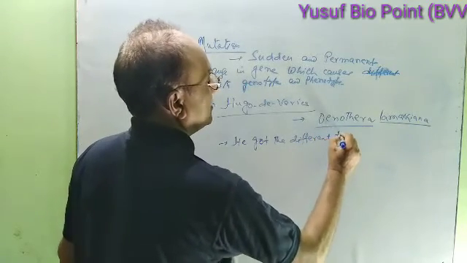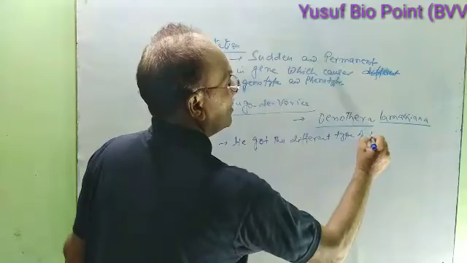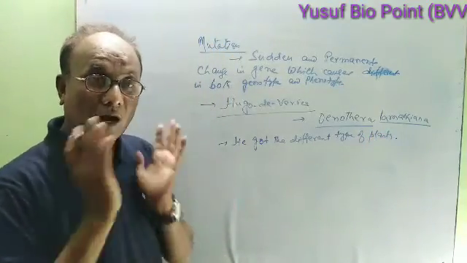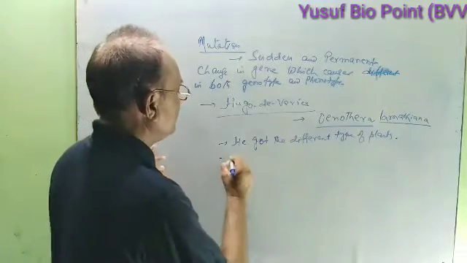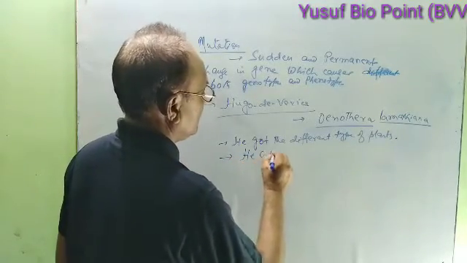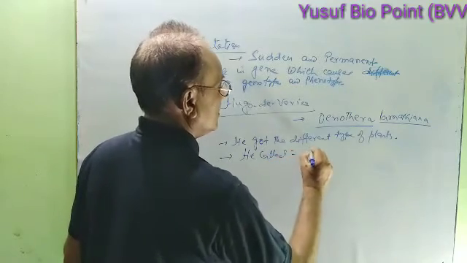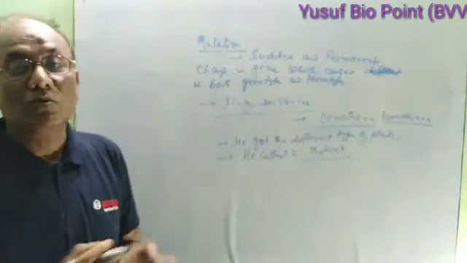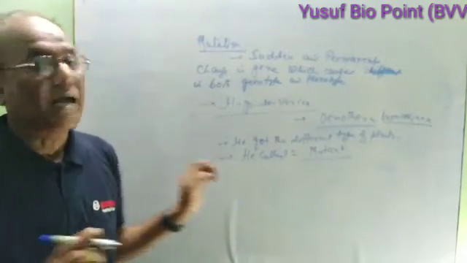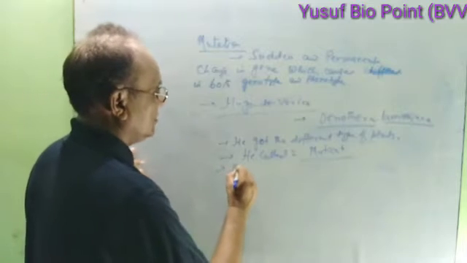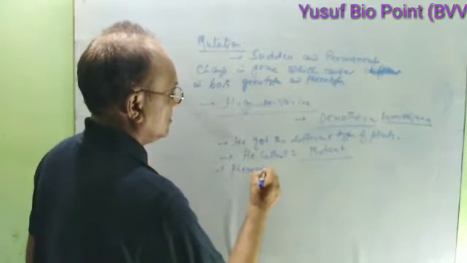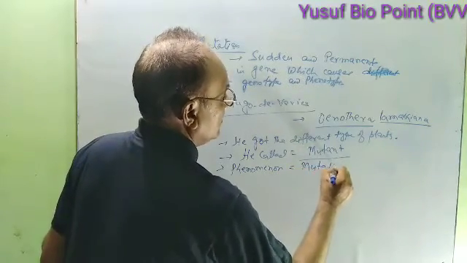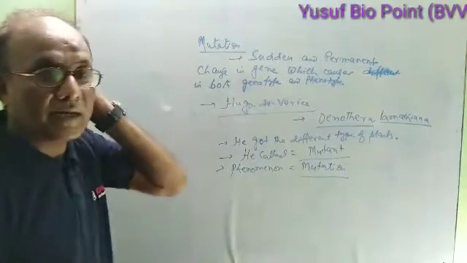Different type of plants. एक ही तरह के पौधे को उगाए, लेकिन उन्होंने अलग अलग पौधे उससे. He called them mutant. उन्होंने उन पौधों को क्या कहा? Mutant. And the phenomenon is called mutation. Phenomenon is called mutation. और इस घटना को क्या कहा?